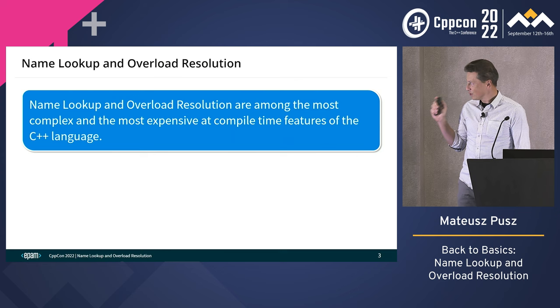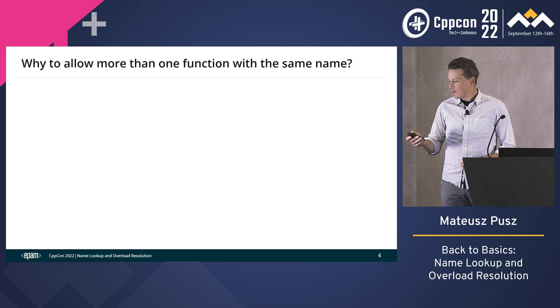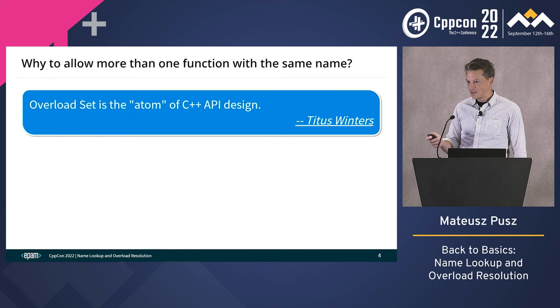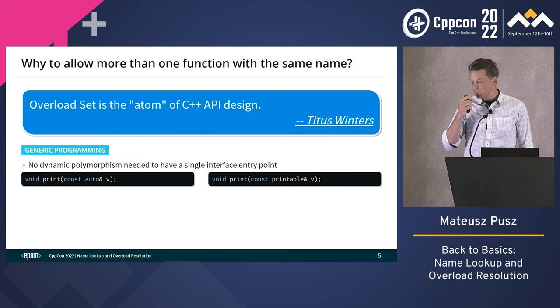So why did we decide to put such stuff into our language? Why allow more than one function with the same name? As Titus Winters said at some point, I think it was the keynote at CppCon, the overload set is the atom of the C++ design. It allows us to provide terse, robust, and fast interfaces, like these ones, right? And it allows us to do generic programming.